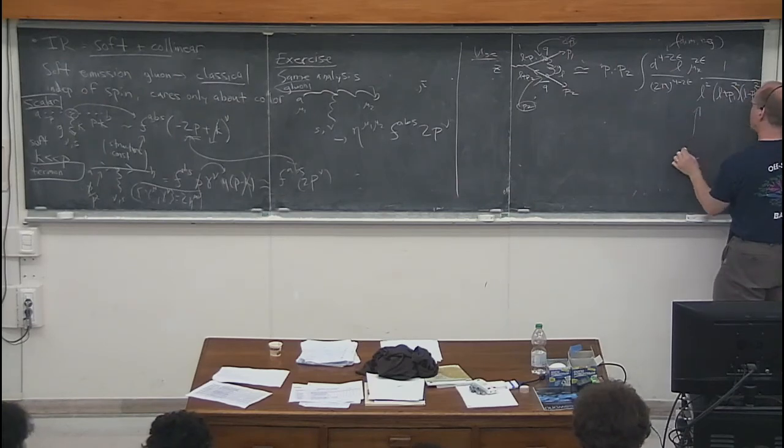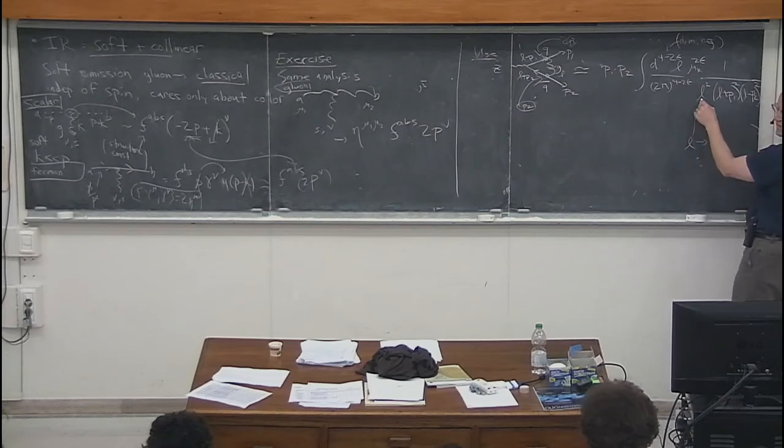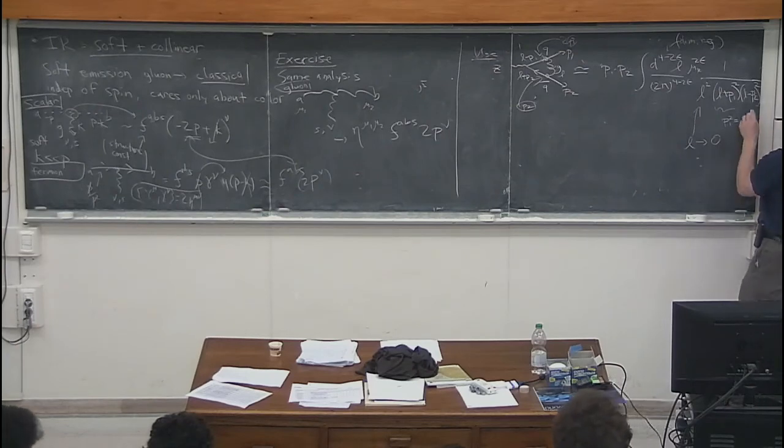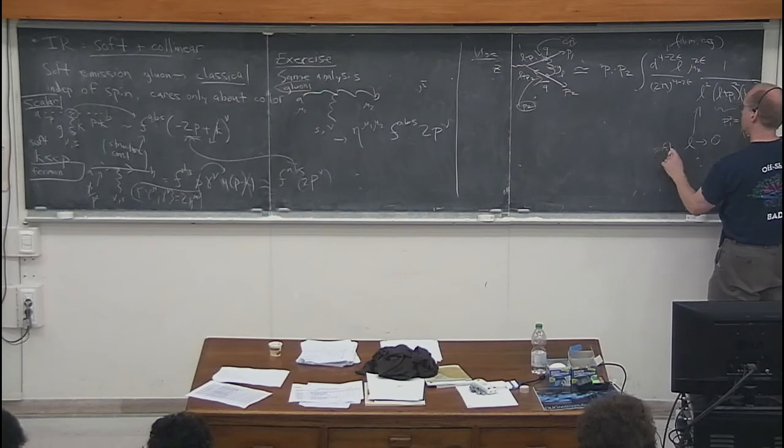And now you see that there are going to be divergences when L gets close to 0, because this propagator is going to vanish then. And also these quarks are massless, so in that limit, this propagator also vanishes because P1 squared goes to 0. And also P2 squared is equal to 0. So you get 3 propagators vanishing at once when the loop momentum goes to 0. So that's the soft virtual divergence.